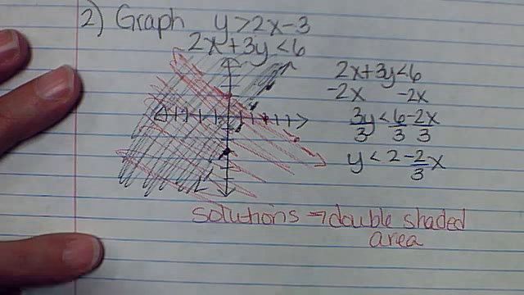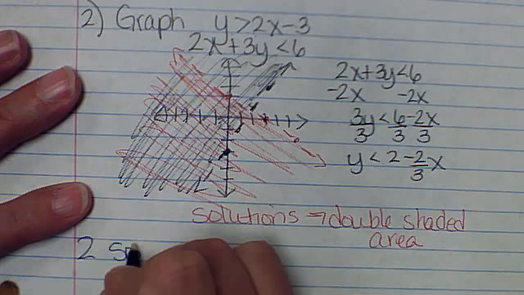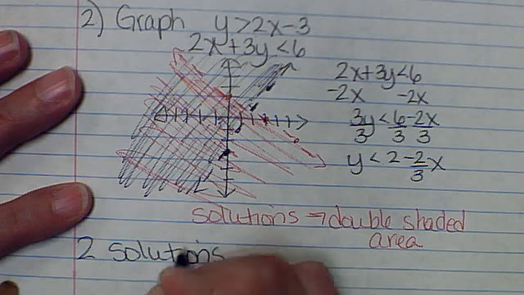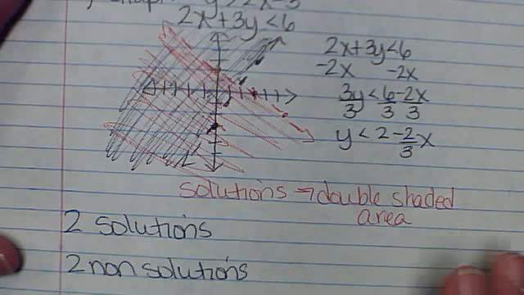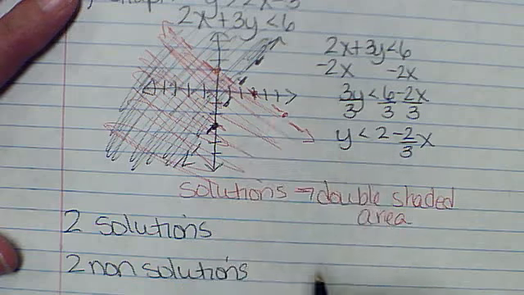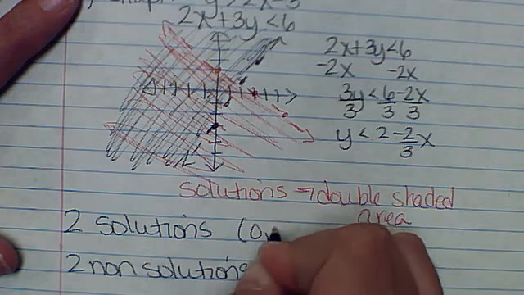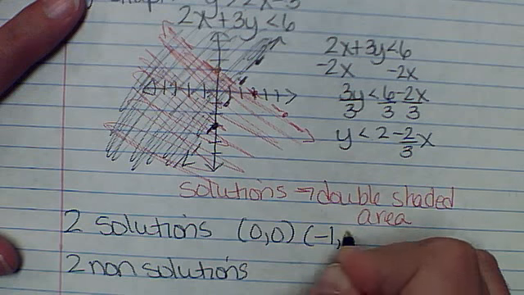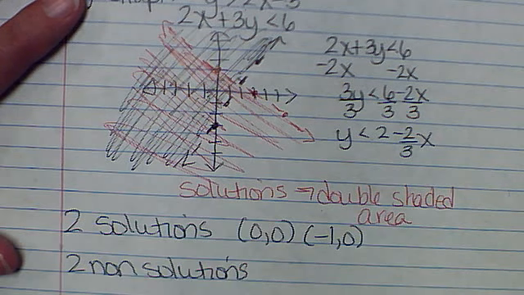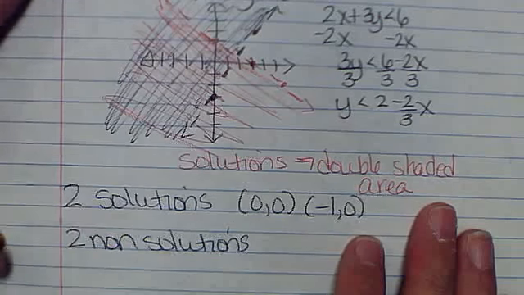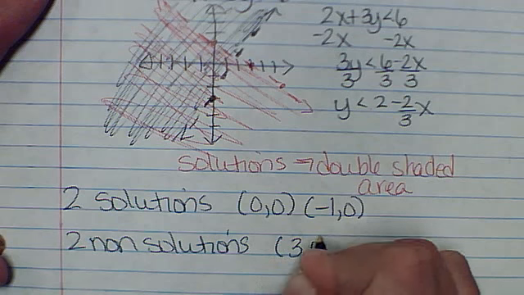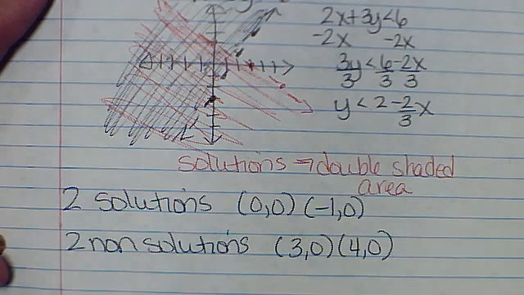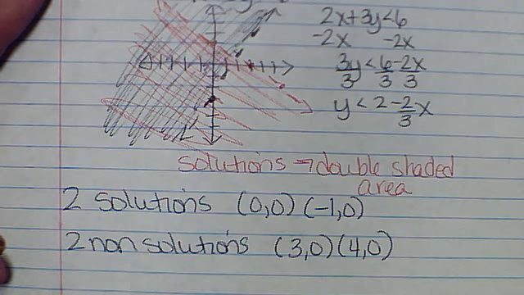So my next question is for you to give me 2 solutions and 2 non-solutions. So for solutions, we look in that double shaded area and we find 2 points that are in there. I'm going to go with (0, 0) and (-1, 0). There's an infinite number of solutions in there. You just need to pick 2. Non-solutions means everywhere else. So I'm going to go with (3, 0) and (4, 0). So solutions are in the double shaded area, non-solutions are everywhere else.